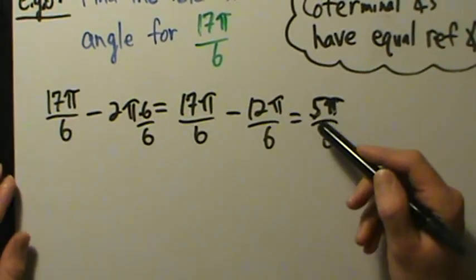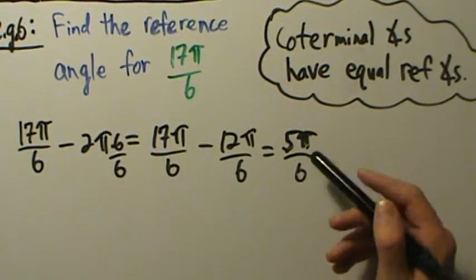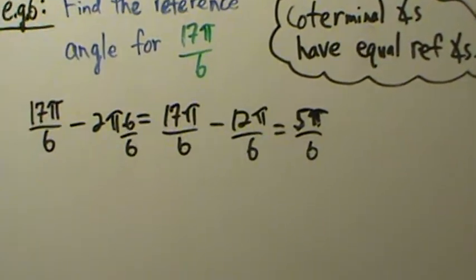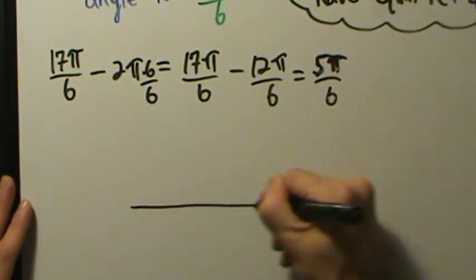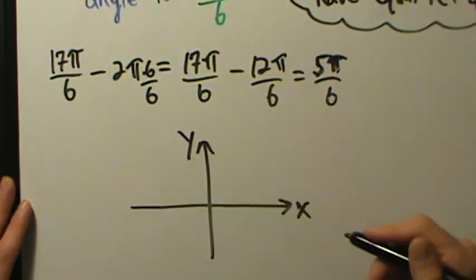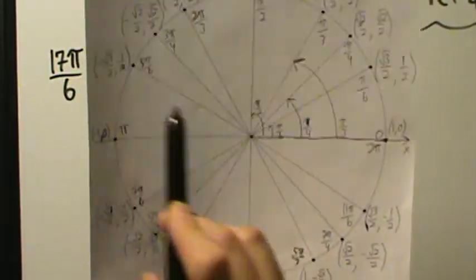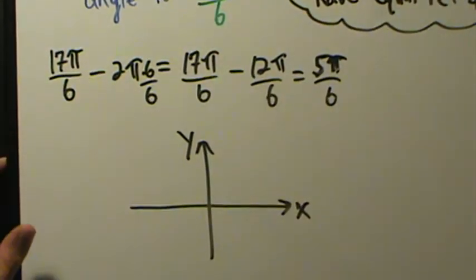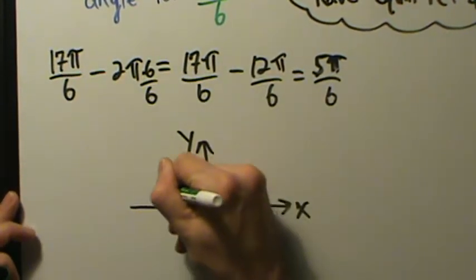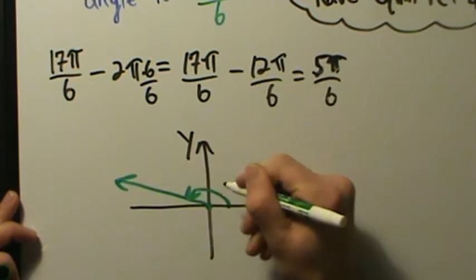Now that we have a coterminal angle between 0 and 2 pi, we want to draw this guy here. So 5 pi over 6, notice that is a special angle on the unit circle, right? So we ought to know where that is. But if we don't, we can consult our unit circle. So x-axis, y-axis, we consult our unit circle. 5 pi over 6 is up here in the second quadrant. So we do want to know that though, for sure. So here's 5 pi over 6.